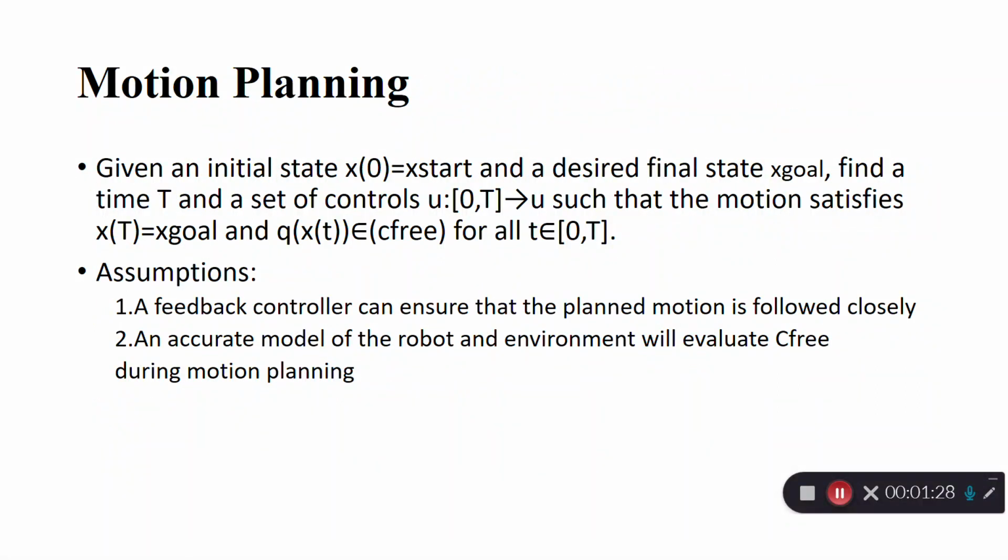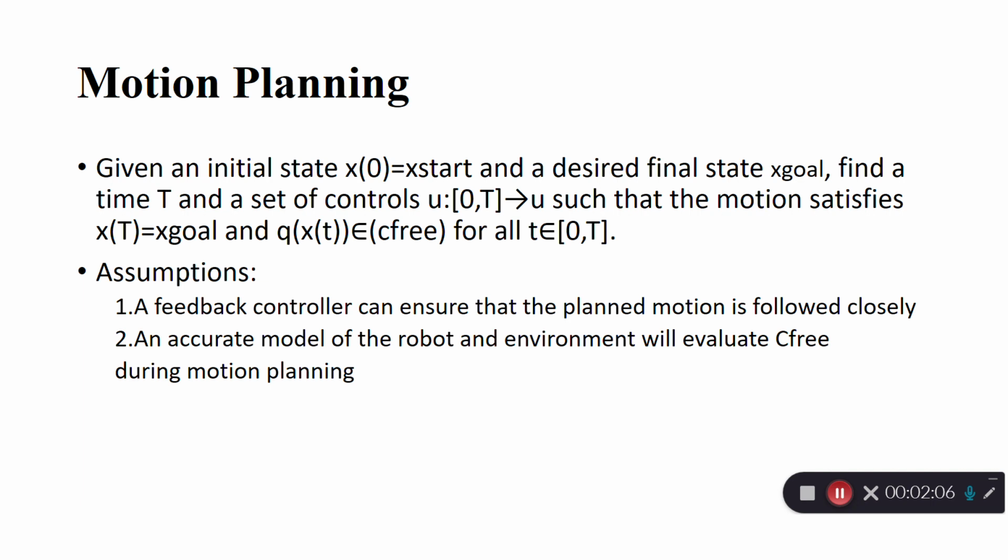So the main point of motion planning is to start with an initial state x of 0, x start, and then go to the final point, x goal. So we have to find a time t where the movement of the robot goes from x start to x goal, which satisfies the motion in which there is no collision of the robot with the obstacle, and it moves freely.